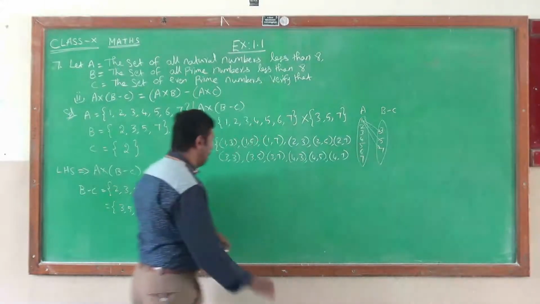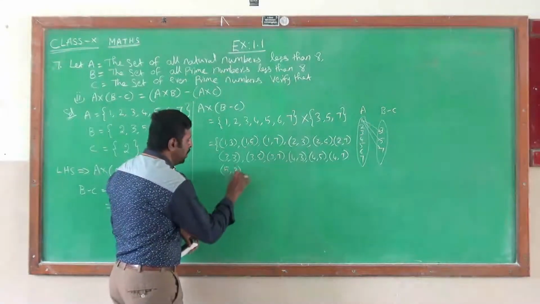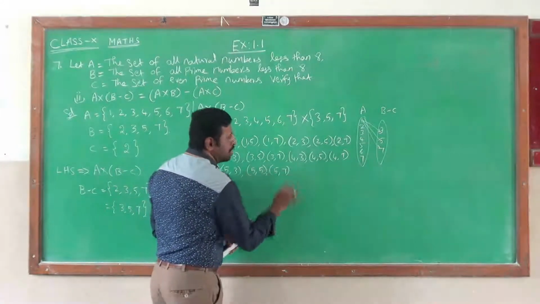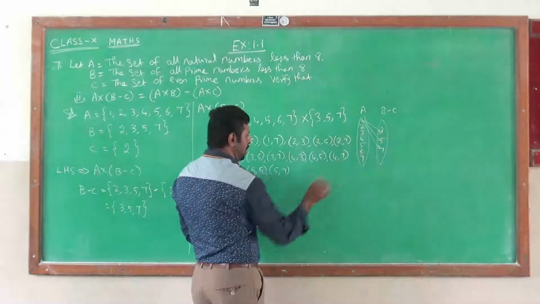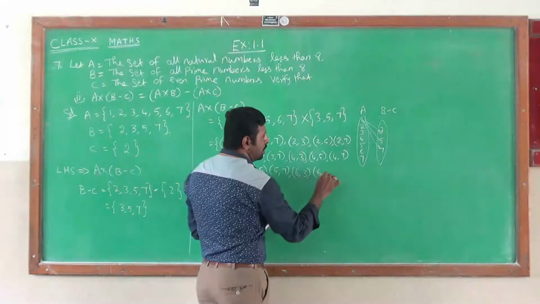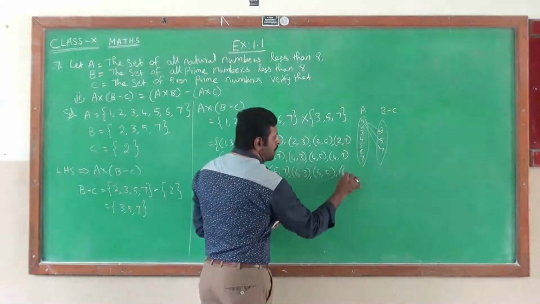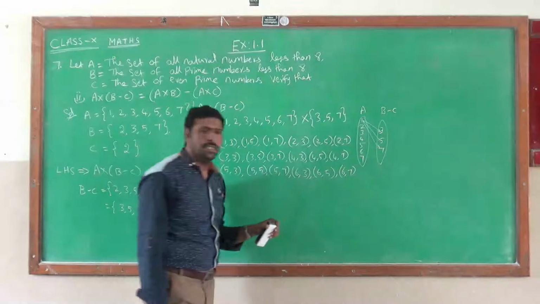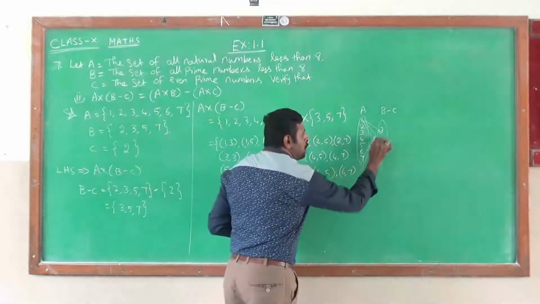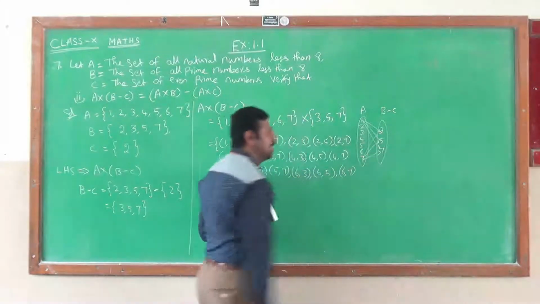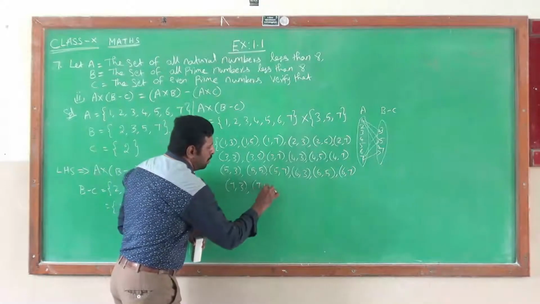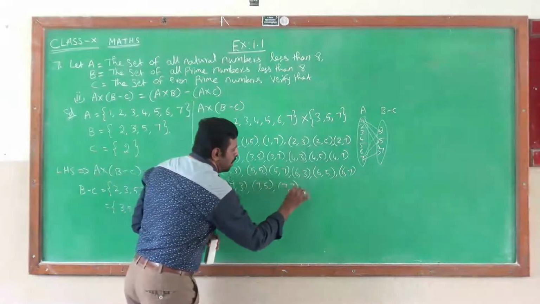And then 5 is mapping with 3, and then 5 is mapping with 5, and then 5 is mapping with 7. And then number 6 is mapping with 3, and then 6 is mapping with 5, and then 6 is mapping with number 7. Right? And then the last number 7 should be mapping with each and every element of the second set. Then the ordered pairs are 7, 3, 7, 5 and then 7, 7.